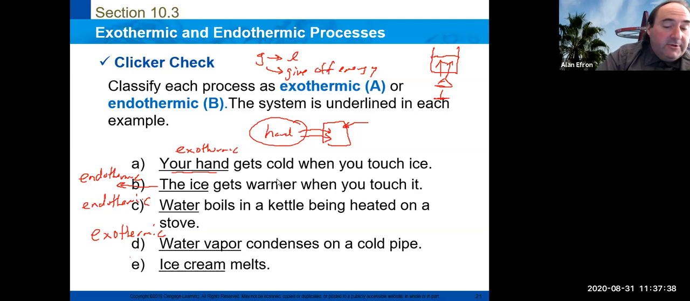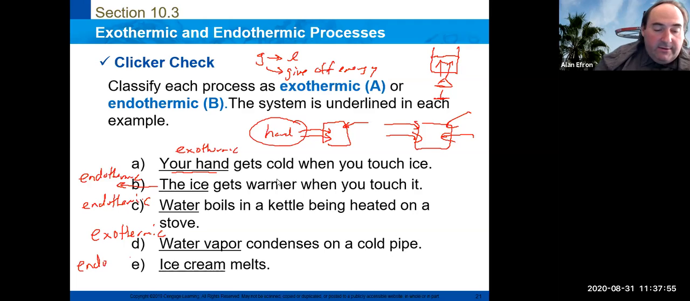I got one more. Ice cream melts. So in terms of the ice cream, that also would gain energy, right? We just take ice cream out in the air. It's going to pick up all that heat and energy from the air and the surroundings, and it's going to start to melt, which means it would be endothermic for the ice cream as well. All right.